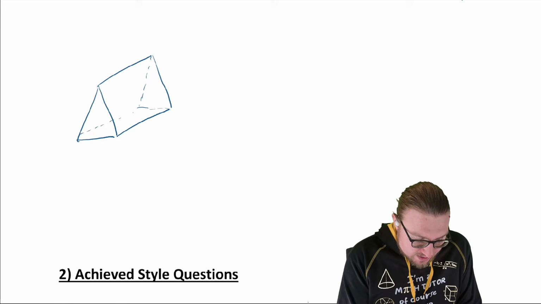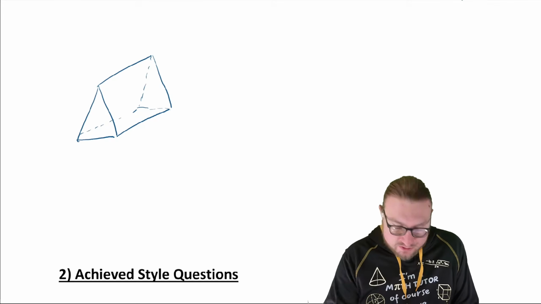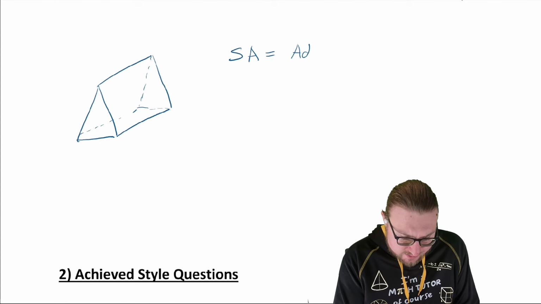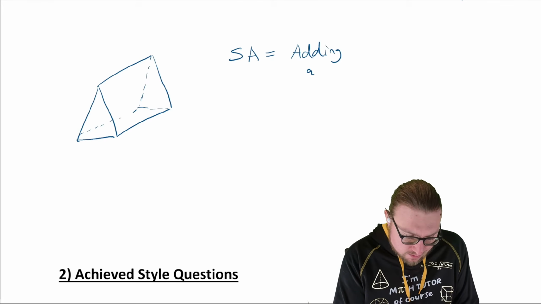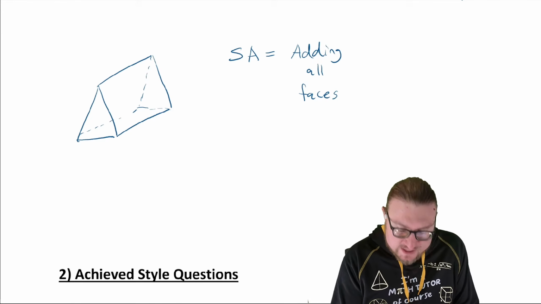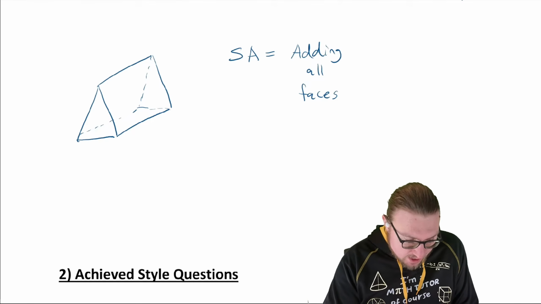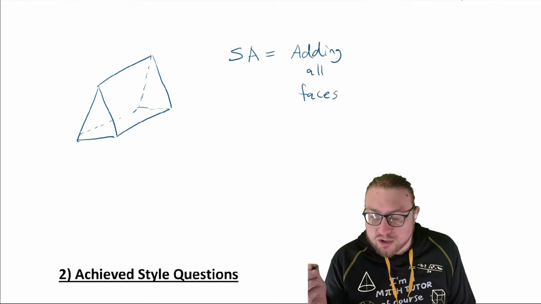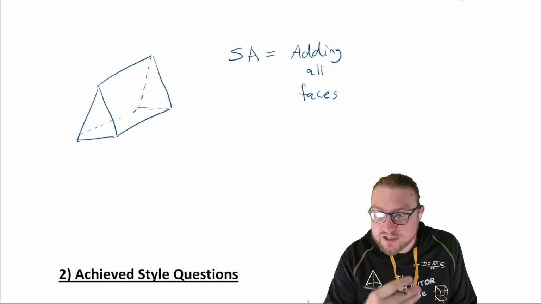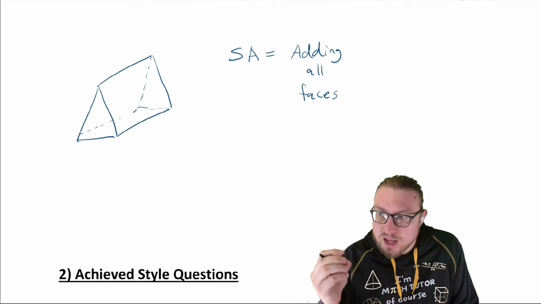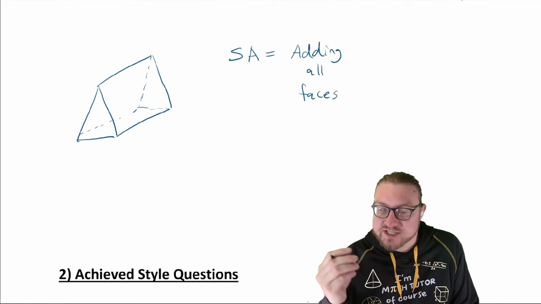So if you have a 3D shape, the surface area simply means adding together all faces. So we're adding all of the little 2D shapes together, and that's all we need to do. It might be a little bit longer. There might be a lot of work here that you need to do because you need to find out all of these separate parts. But from there, you can easily just add them all together.